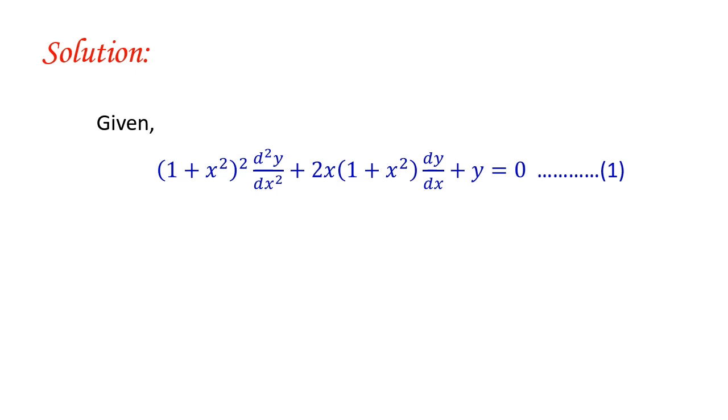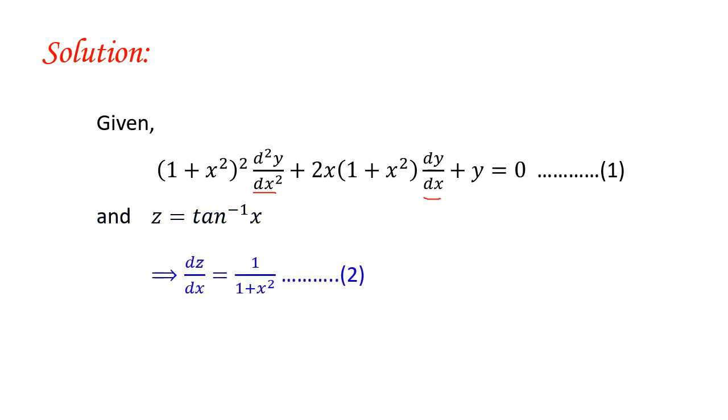No need to convert this equation to the standard form. And also they have given z is equal to tan inverse x. Now our aim is to find the value of dy by dx and d square y by dx square, and substituting those values in equation 1 and solve. Okay, they have given z is equal to tan inverse x. Therefore, this implies dz by dx is equal to derivative of tan inverse x, which is 1 over 1 plus x square. Again, take this as equation number 2.